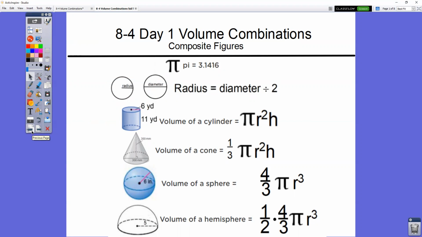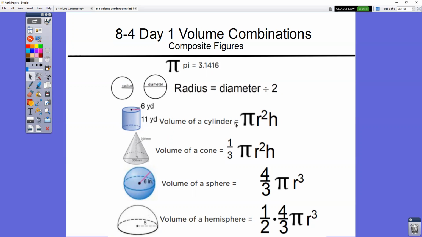a couple reminders. Remember that pi is really the pi button on your calculator, or 3.1416. You have to know the difference between a radius and a diameter. The diameter, remember, goes all the way across the circle, where the radius only goes halfway across the circle. So anytime that you're given the diameter, you have to divide it by 2 to find your radius. You're going to have some cylinders today.